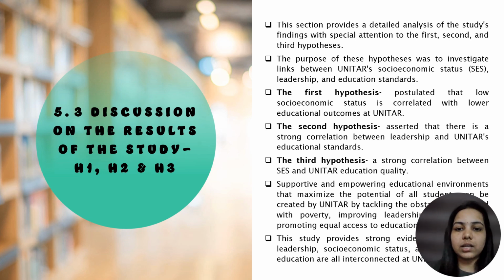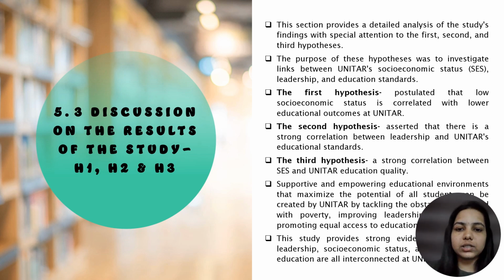The correlation analysis shows that there is a significant positive relationship between poverty and educational attainment. This suggests that poverty has a serious bearing on academic performance at UNITAR. The results imply that students from low-income families may confront obstacles that limit their access to a high-quality education.